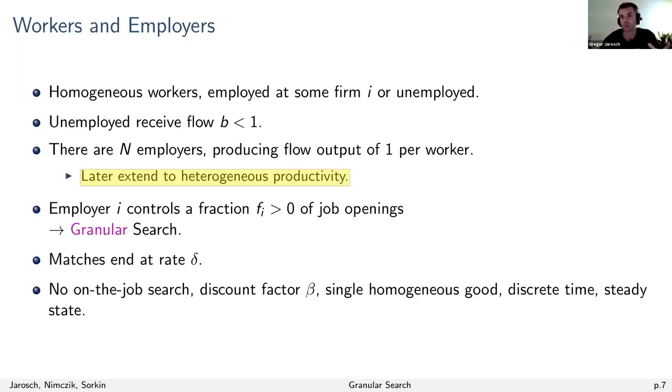All right, now first twist, these employers, they're labeled by i, they control a potentially strictly positive fraction of the job openings that roll into town. That's why we chose this label of granular search. So these workers search across granular non-atomistic firms. The rest is just standard assumptions. Matches dissolve at some rate, then the worker flows back into unemployment. There's no on-the-job search. There is discounting, a single homogeneous good. Things are set in discrete time, and we're just considering steady states.